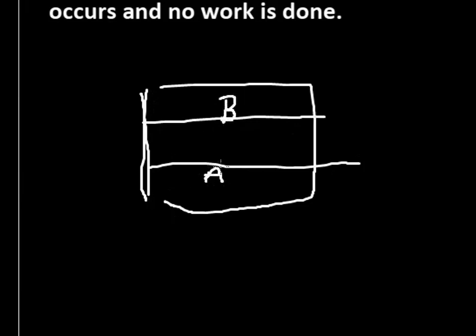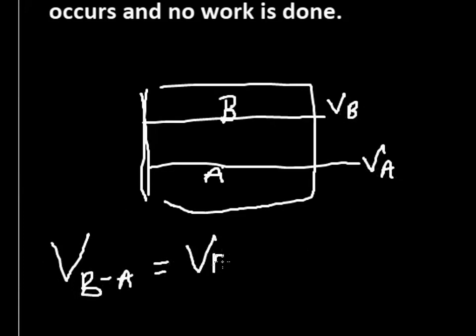Okay, so it simply means that if the potential at point B, let me call it VB, and the potential at point A, that's VA, are equal, then the potential difference between them, VB minus VA, is just going to be zero when you subtract. So we simply mean that the potential difference that you have on an equipotential surface is always equal to 0.